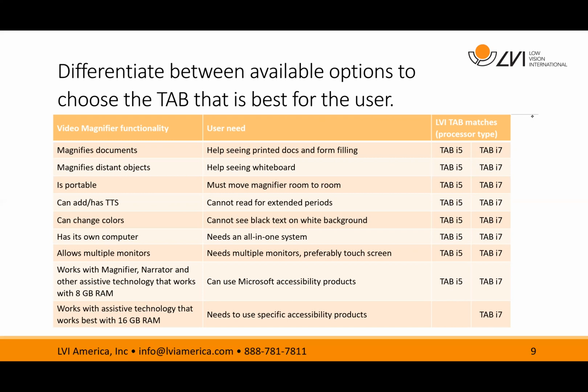That's going to help you see printed documents. It's going to help you for filling out forms. If somebody wants to use the distance camera, again, you have the ability to do that, no problem with either one. So it comes with the same exact distance camera. Again, the only difference between the i5 and the i7 is the processor, but also the memory. That's the big difference. So of course you do have the distance camera for seeing a whiteboard. Is it portable? Definitely portable. You can move it from room to room, both i5 and i7.